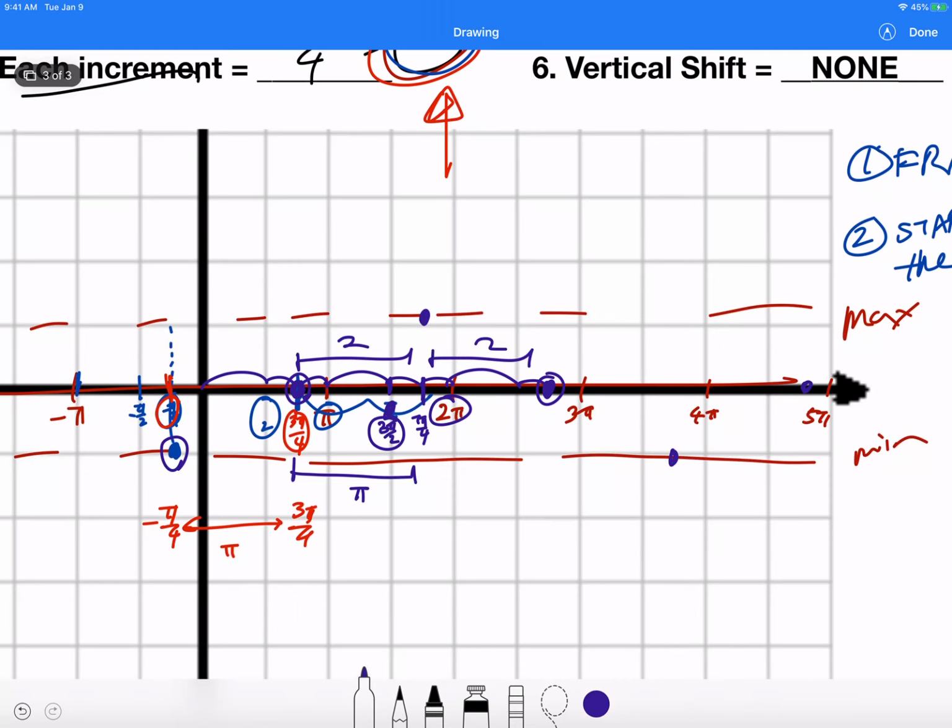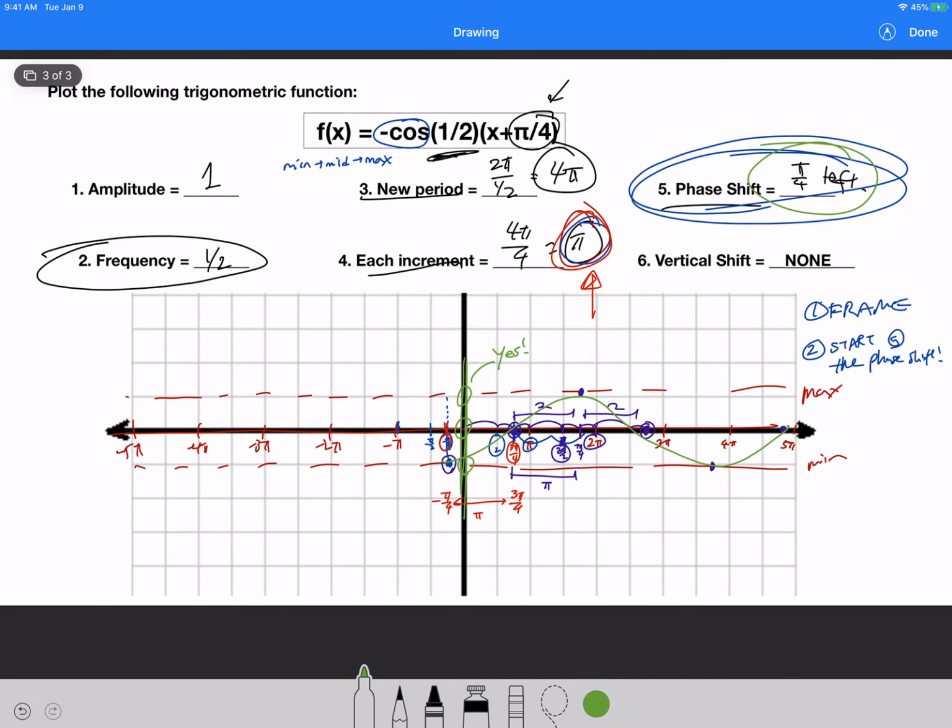So when you keep on doing this and connect the dots, the wave will look like this. Okay, now wait a minute. On the y-intercept, it wasn't at middle, it wasn't at minimum, and it wasn't at maximum. Is that okay? Yes, absolutely, because the phase shift was pi over 4 to the left.